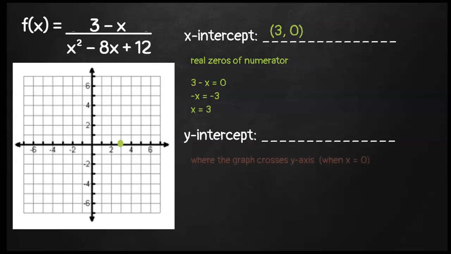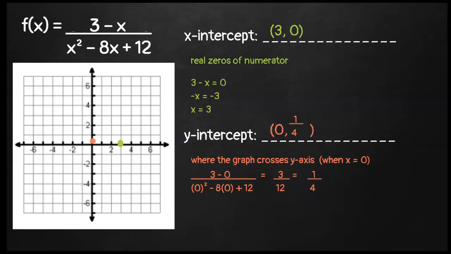For my y-intercept, I'm going to take my 0 and plug it in wherever I see an x. I'm going to simplify. I get 3 over 12, which simplifies to 1/4. So my y-intercept is at (0, 1/4).